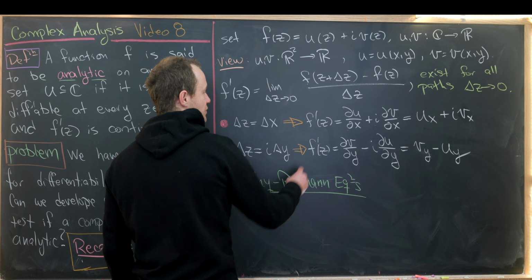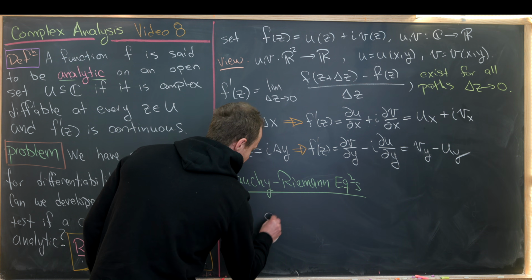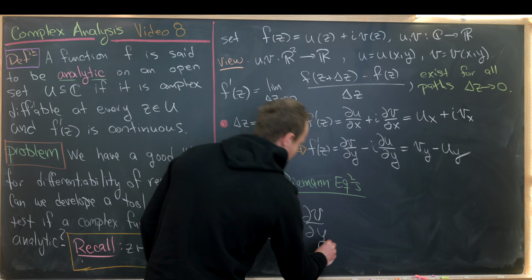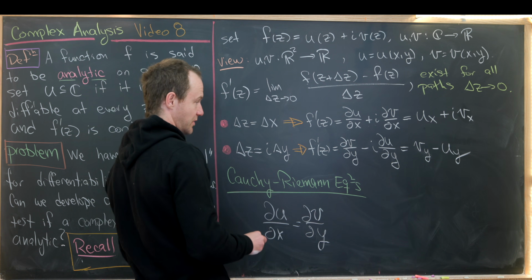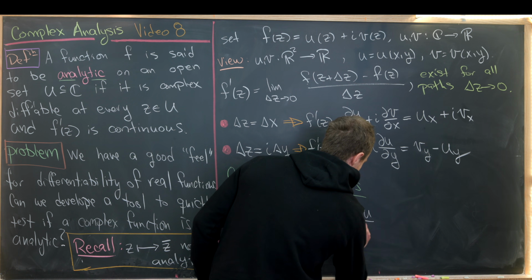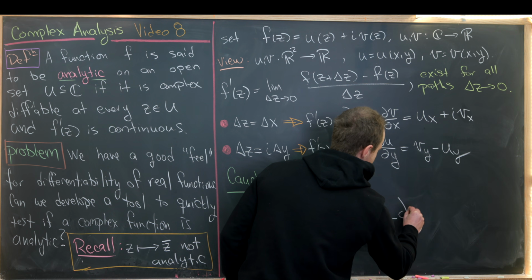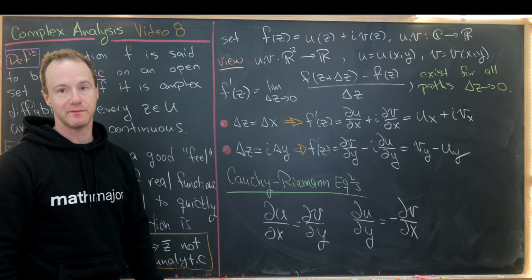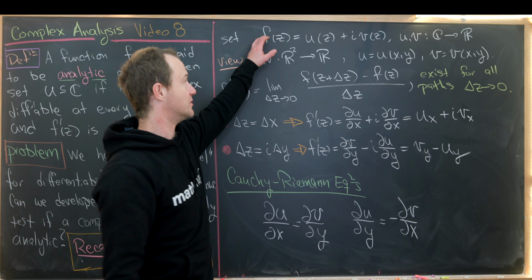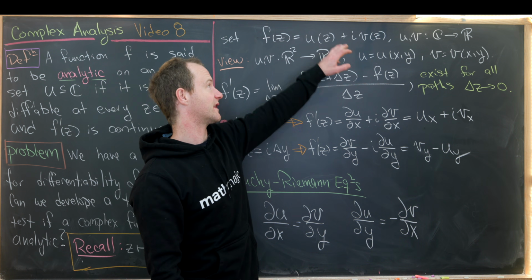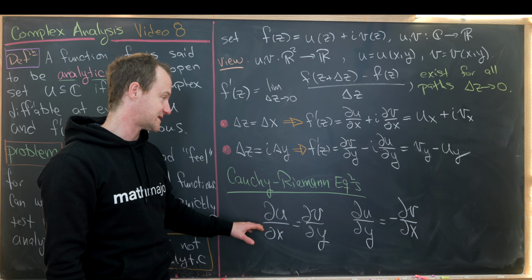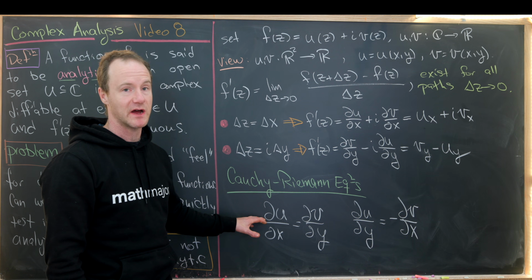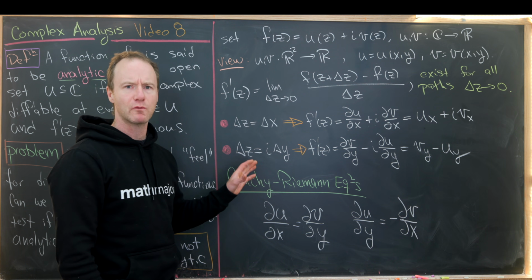So notice we have partial u partial x is equal to partial v partial y. So let's write that down. Partial u partial x is equal to partial v partial y. And then by equating imaginary parts, we see that the partial of u with respect to y is equal to minus the partial of v with respect to x. So like I said, those are the Cauchy-Riemann equations. And if we assume f is analytic and it breaks into real and imaginary parts, then f must satisfy the Cauchy-Riemann equations. And in fact, if f satisfies the Cauchy-Riemann equations, then it's also analytic. And we'll prove that in the next theorem.